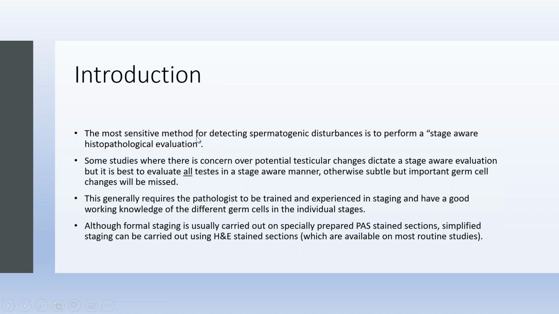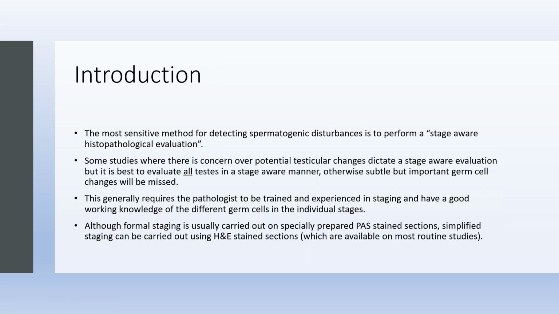So it's generally agreed that the most sensitive method for detecting testicular toxicity, particularly spermatogenic disturbances, is to perform a stage-aware evaluation of the testes. This not only is the case in studies where testicular toxicity is expected to be seen, but I would recommend that all testes, whenever a pathologist looks at them, should be examined in a stage-aware manner. If they're not, then subtle but very important germ cell changes will be missed, and they'll show up later.